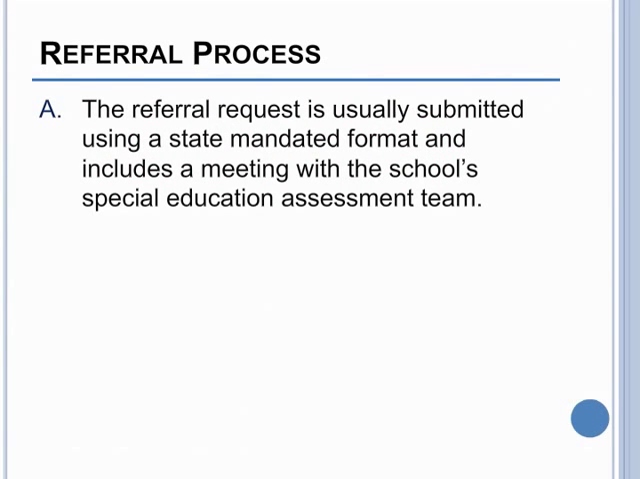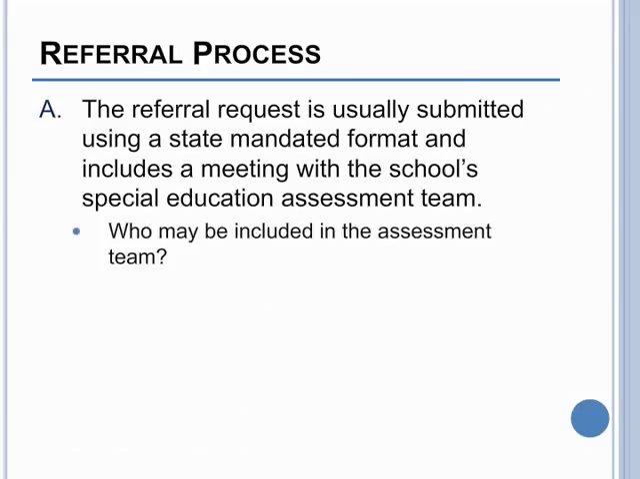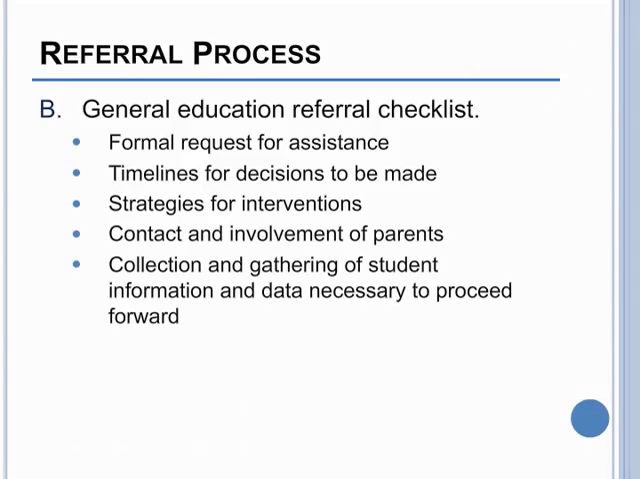The referral process is usually initiated by the submission of a state-mandated form or format, and it includes a meeting with the school's special education assessment team. Who would you think may be included in that assessment team? A checklist that the general education referral process should use would be that there's a formal request, timelines for when decisions have to be made, strategies for interventions, contact and involvement of parents, and the collection and gathering of student information and data.